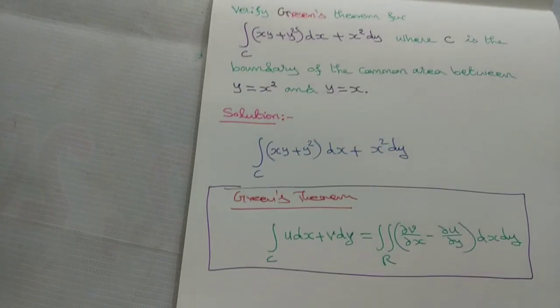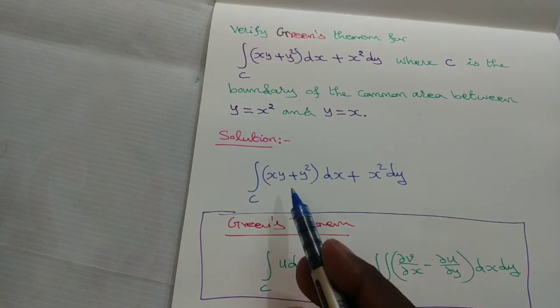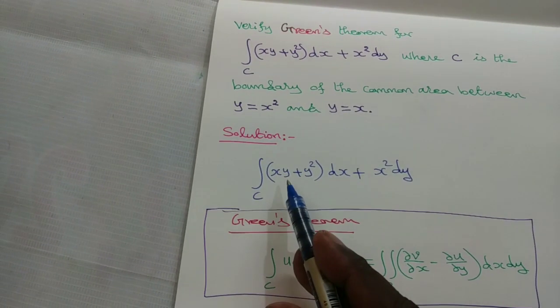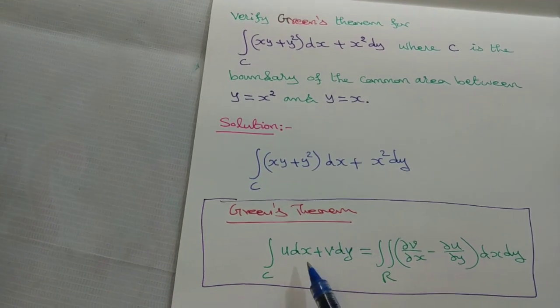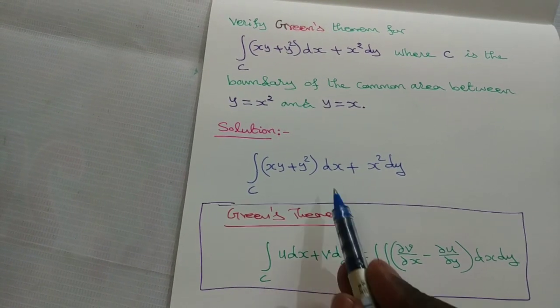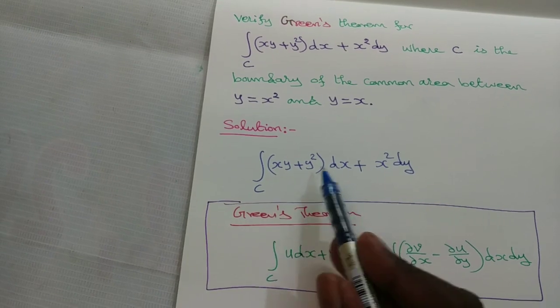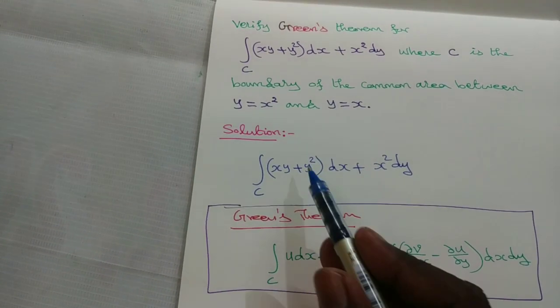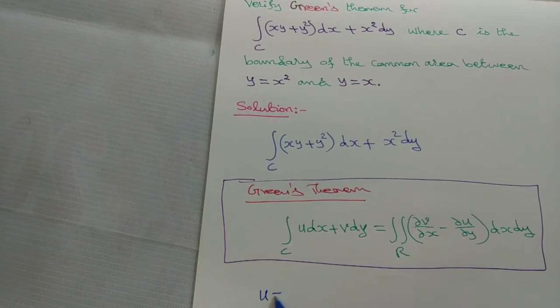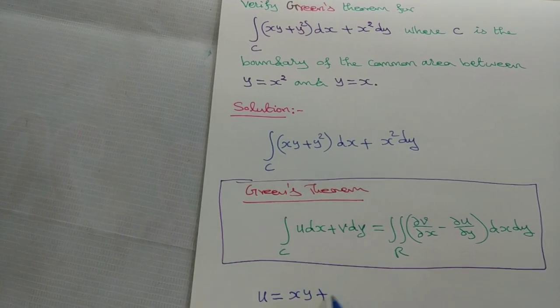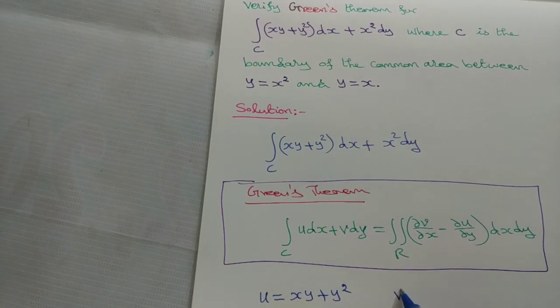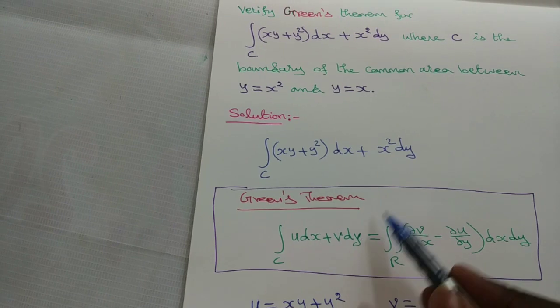Now, by comparing the LHS with the given integral, u is equal to xy + y², because the dx coefficient is u, and here the dx coefficient is xy + y². So by comparing these two, u is equal to xy + y² and v is equal to the dy coefficient, x².